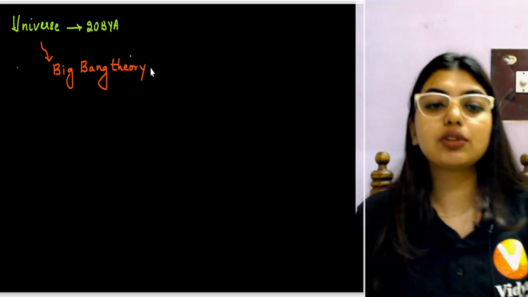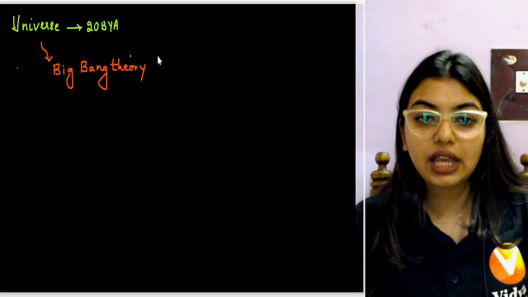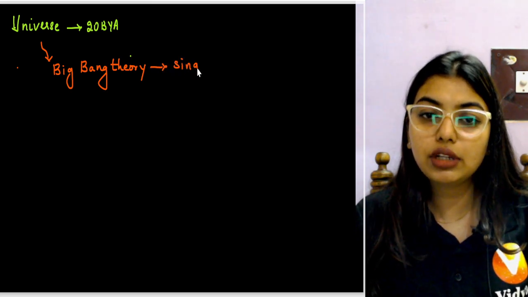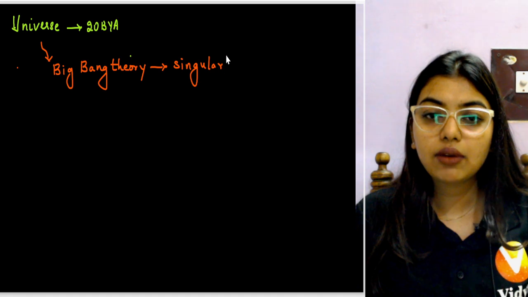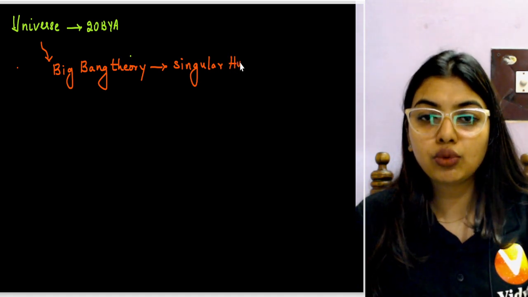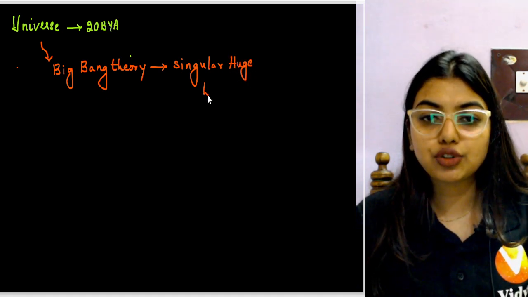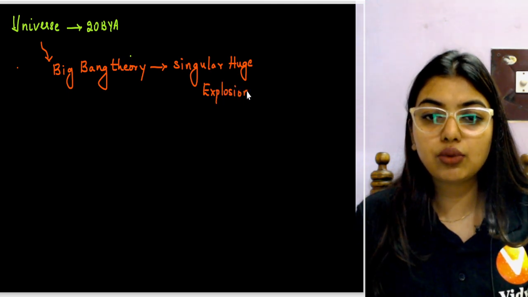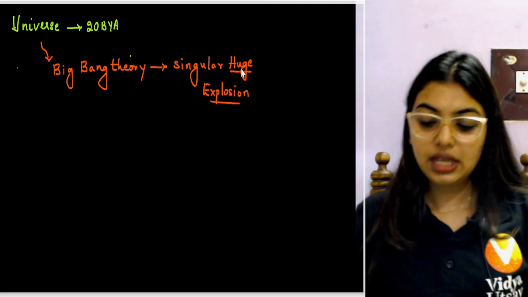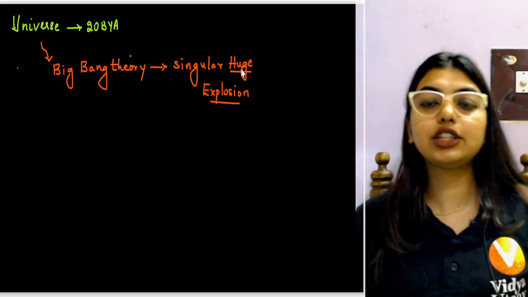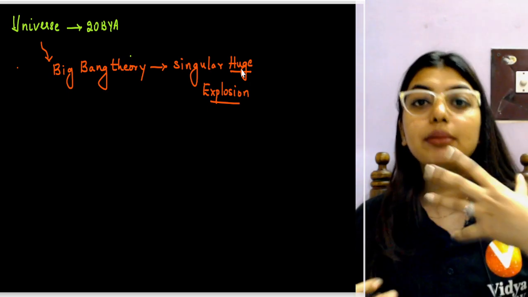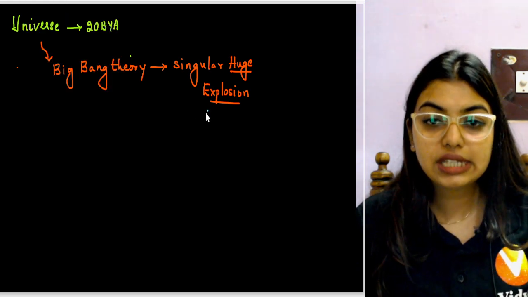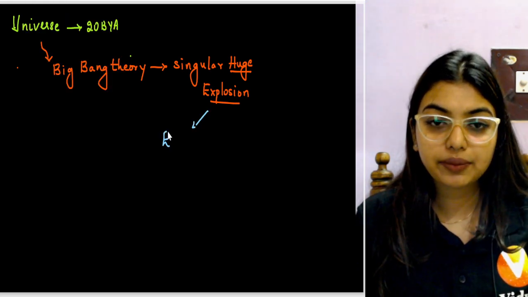They were telling that it was formed because of the Big Bang theory. This Big Bang theory, how did it happen? It was a singular, meaning only one, singular huge explosion. This singular huge explosion led to what? It was unimaginable in physical terms. This singular huge explosion, students, led to expansion.